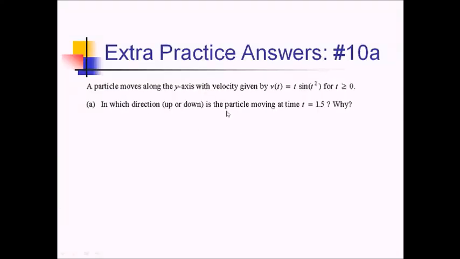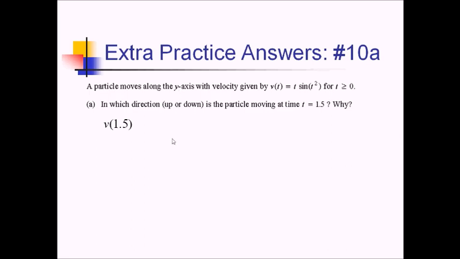For this problem, we have a particle moving along the y-axis with a velocity given by this function, t times sine of t squared. In which direction, up or down, is the particle moving at time 1.5? So to figure this out, we're going to plug 1.5 into this velocity function that they just gave us, and we'll do that on the calculator in a sec. And the sign of the velocity will tell us whether our particle is going up or down.